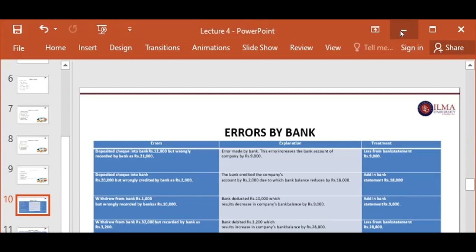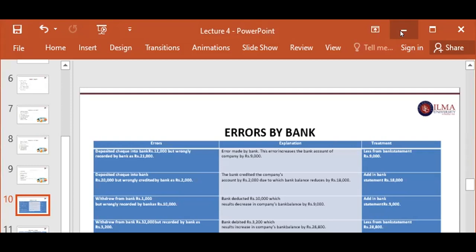Number one, a check deposited into the bank of rupees 12,000 but wrongly recorded by the bank as 21,000. This error was made by the bank. This error increases the bank amount of the company by rupees 9,000. The treatment should be less from bank statement rupees 9,000.